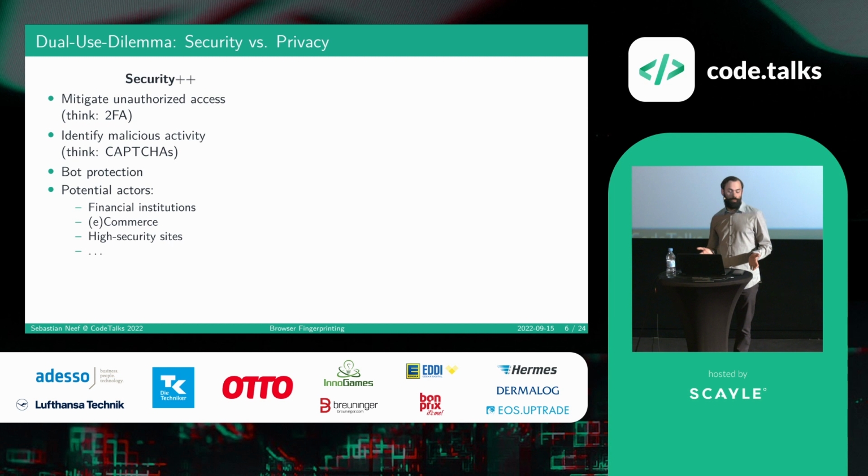So what potential actors do we see in that space? Well, I would believe financial institutions and e-commerce, because they would like to prevent fraud or any financial loss. Maybe if we can prevent someone logging into your bank account or to your shopping account and ordering stuff and all those things. So if we can prevent that, browser fingerprinting is good. And of course, high-security sites might benefit from that as well.